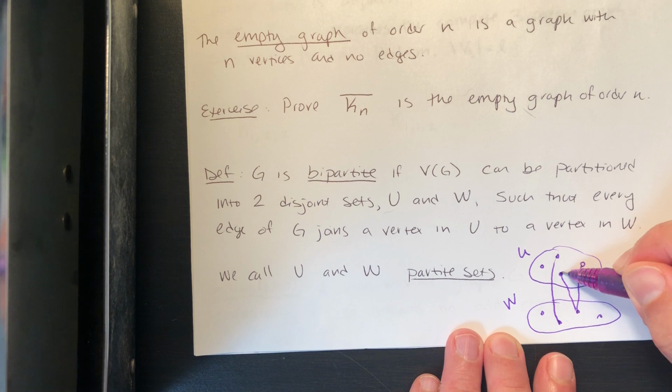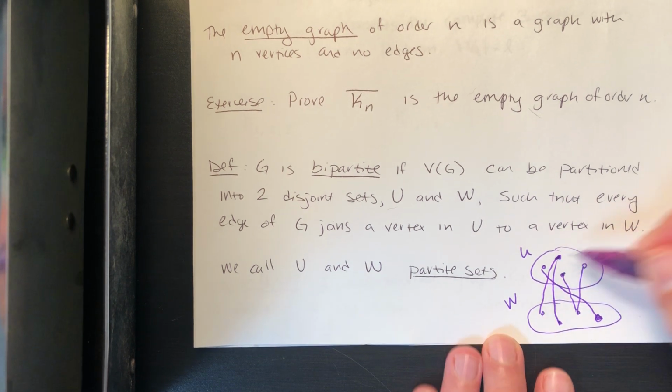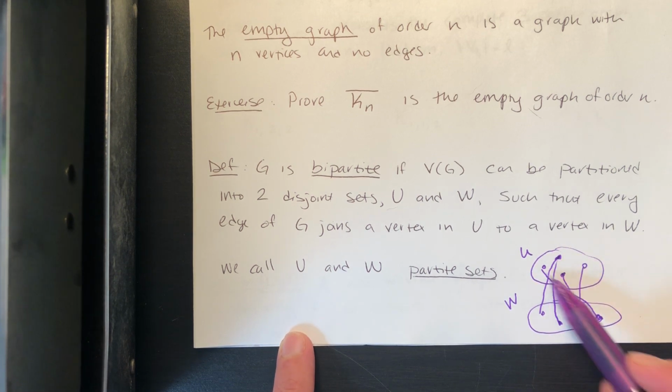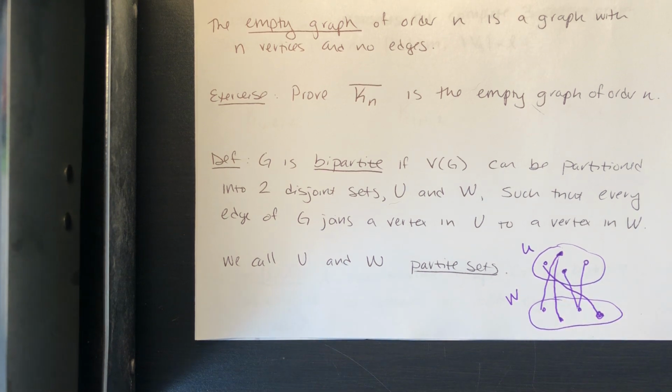Maybe there's lots of connections here, maybe they're not all there. But in particular, there's not going to be any edges connecting a U vertex to another U vertex. And there's not going to be any edges connecting a W vertex to another W vertex. That's what it means to be bipartite. It means you can break up the vertex set this way so that every edge is connecting a U vertex to a W vertex. And we call those sets U and W our partite sets.